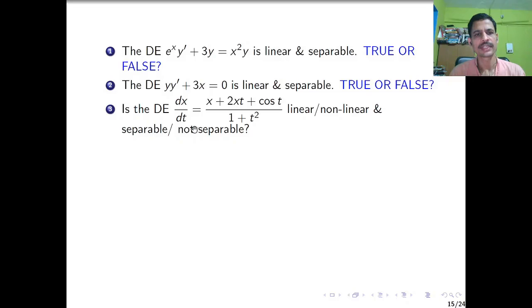Now, whether it is separable or not. You can easily notice that this differential equation is not separable, because you cannot separate the terms with variable x and the terms with variable t so as to arrange in the form of a separable ODE.